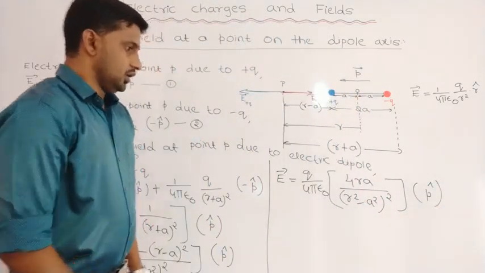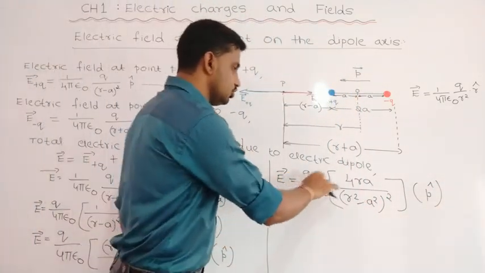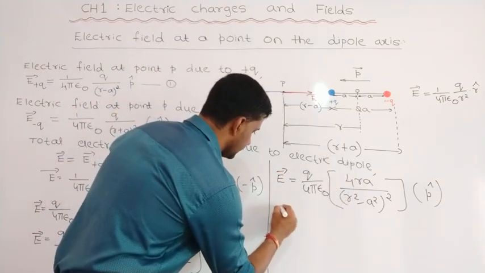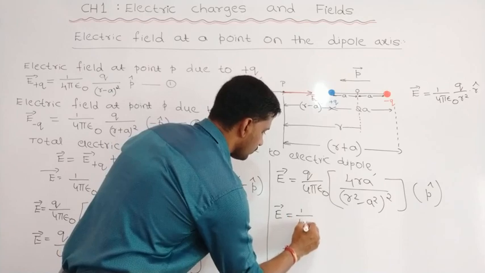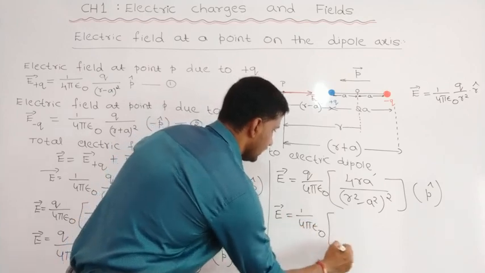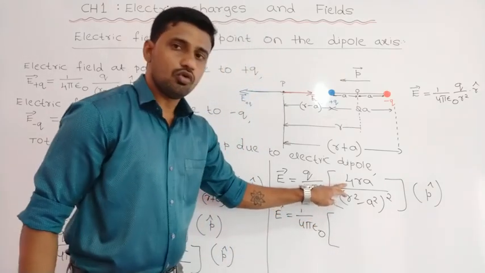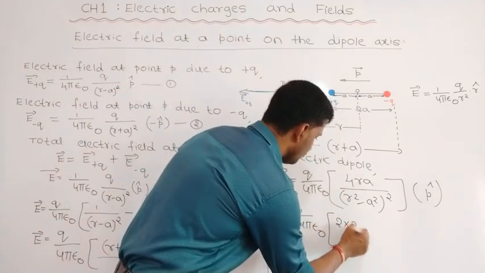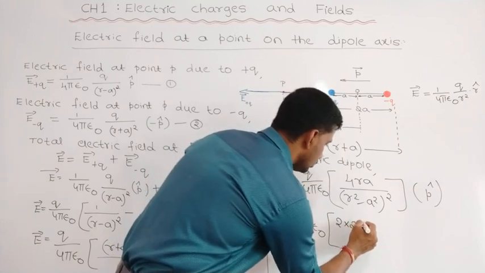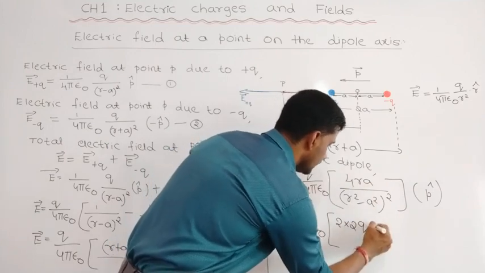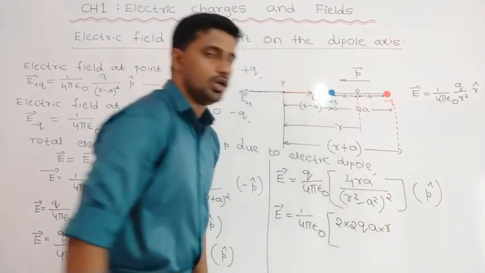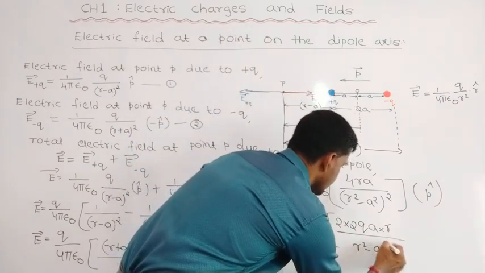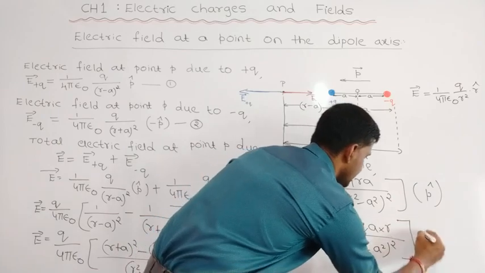Okay. See here, if I take this Q inside this bracket, then E vector is equal to 1 by 4 pi epsilon naught, and I am writing this 4 as 2 into 2. Taking Q inside, 2 into Q into A into R, and in the denominator, (R square minus A square) whole square, P cap.